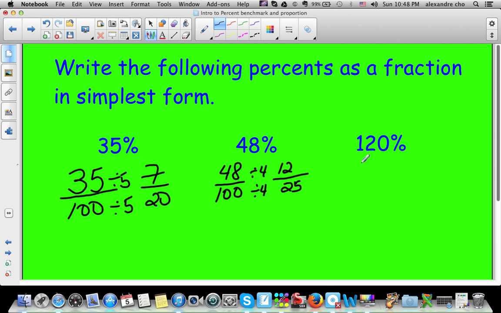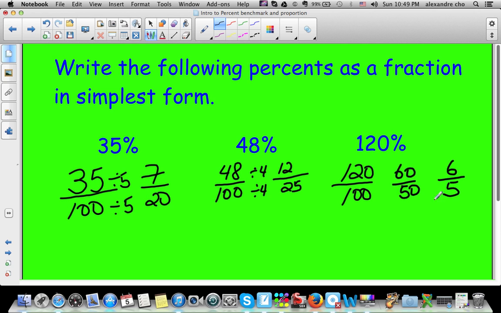120%. Ooh. Well, it's the same procedure. Still out of 100. 120 out of 100. That's how you write it as a fraction. It's an improper fraction. Okay. So let's simplify it first. Divide top and bottom by 2, you get 60 out of 50. Divide top and bottom by 10, you get 6 over 5.